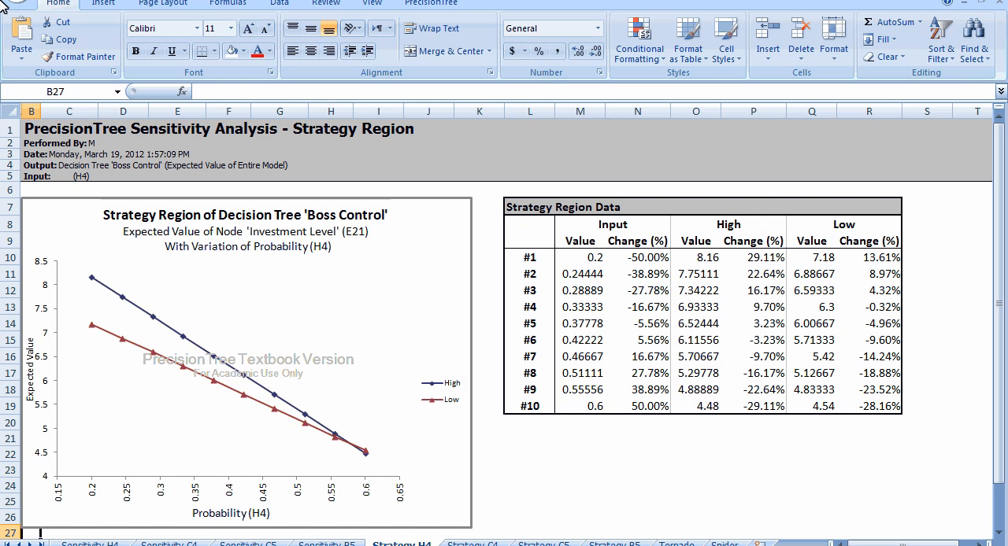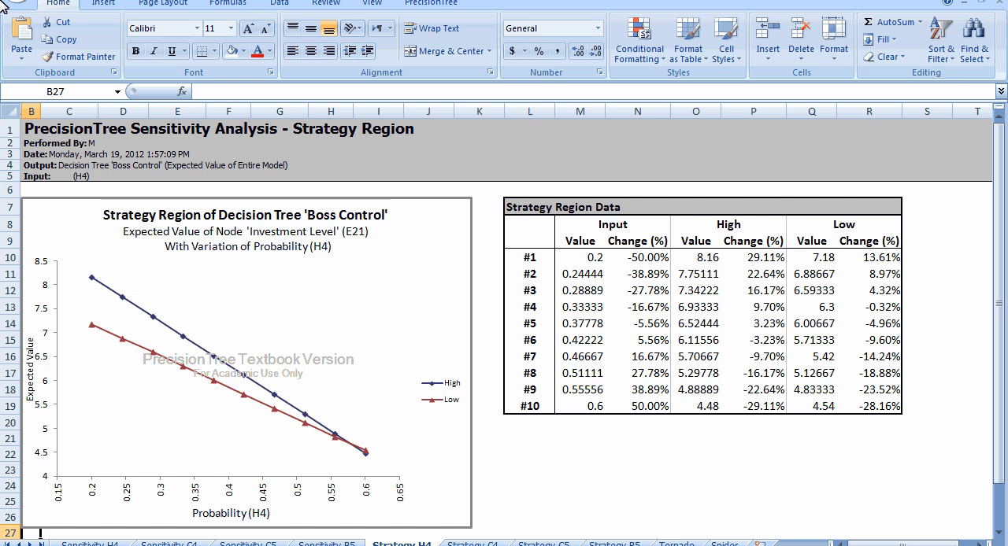Now in this graph, both lines are monotonically decreasing. As the probability of the low take rate increases, both the low investment and the high investment generate less expected profit. But the impact on the high investment is greater per unit change in the probability. It's declining more steeply than the low investment. And you can see that graphically.